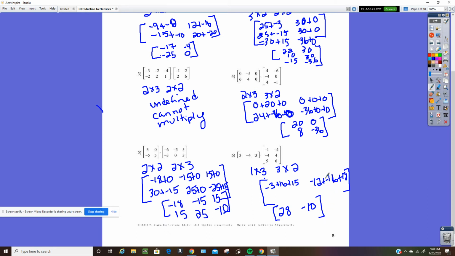Okay, so that's page 7 and 8. I'm going to stop the video here, and then I'm going to post that.